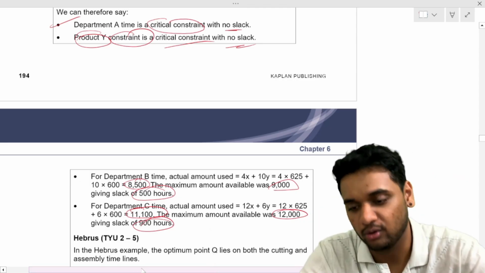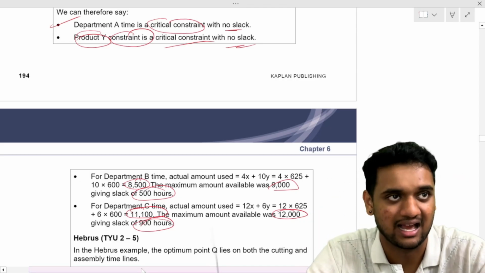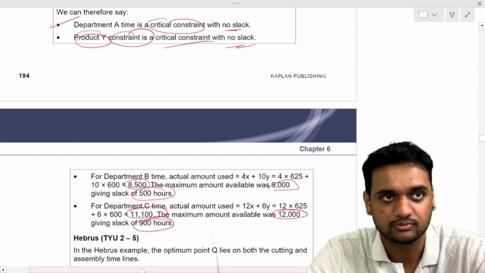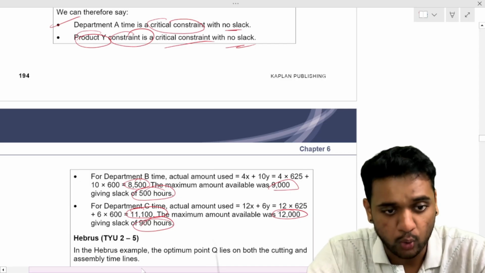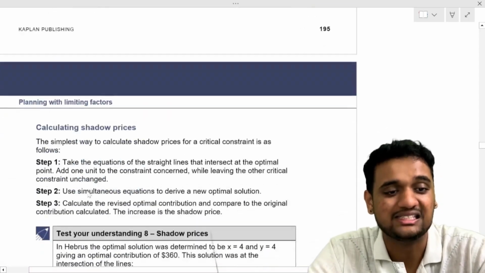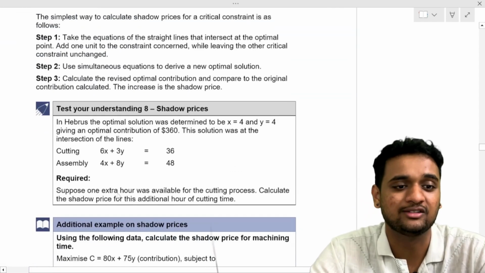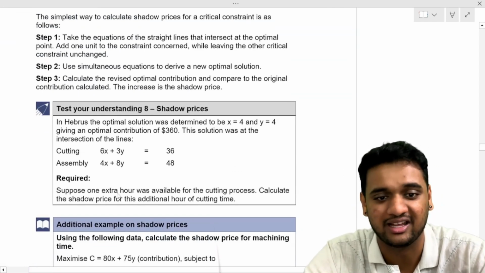Understood. This is what you have to learn with respect to shadow price. Slack. This is called slack. Understood, all of you? Now we will move on to the next concept called shadow price. Further, come to tested understanding question number 8.